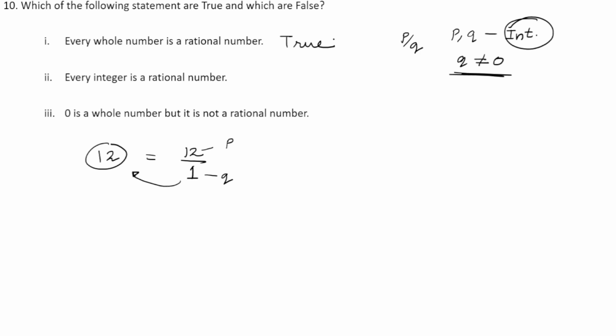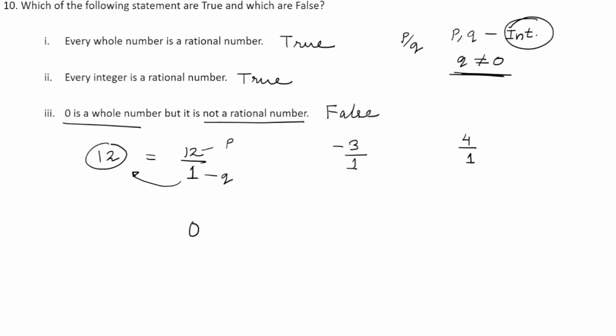Now every integer is a rational number. So that is even correct. Take any integer. For example, if I take minus 3, I can write it as minus 3 by 1. Take any positive integer, take 4, I can write it as 4 by 1. Yes, it is in the form of a rational number. So again, the next statement is true. Now coming to the last statement, 0 is a whole number. So we know that 0 is a whole number, but it is not a rational number. Now this statement is actually false.